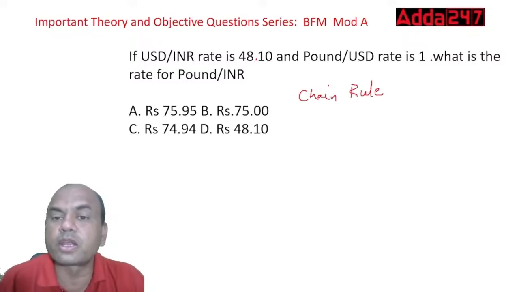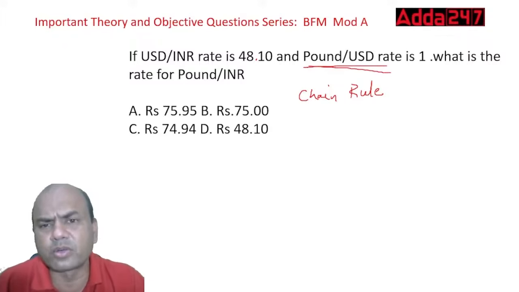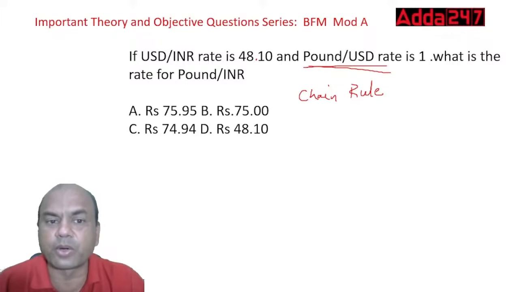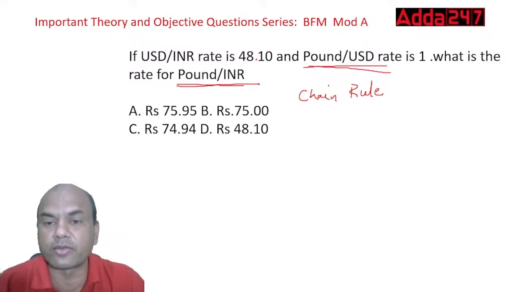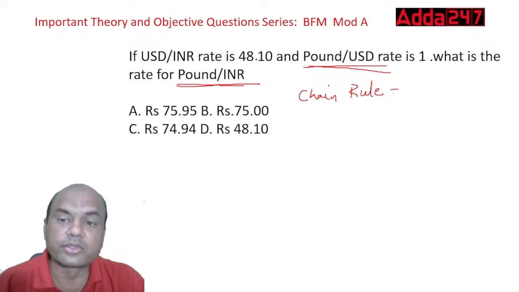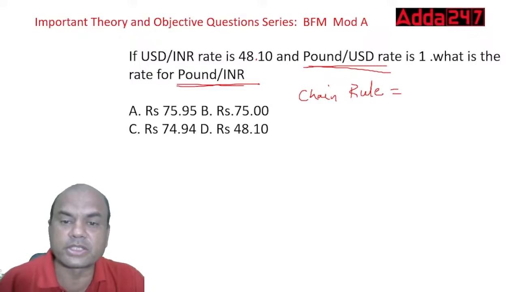When you don't know the rates of any currency vis-a-vis your local currency, means this pound to INR. If you don't know the rate, do you know the rates of pound to INR over here? No. But you are having the other rates, means some base currency rates you are having. So we use the chain rule. What is this chain rule? We use it like this. You have pound to, what do you want? Say this, pound to INR. I'll write it P to I. Okay, let's keep it simple, P to I.